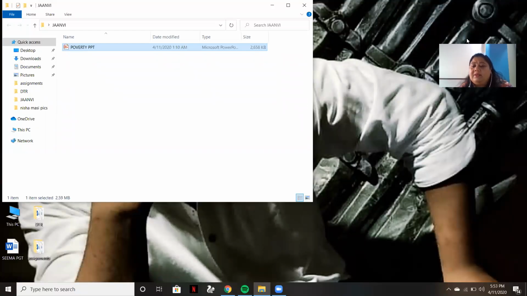So in today's lecture we have seen what is poverty, what is the poverty line, how poverty is categorized, then what are the causes of poverty, and what are the general measures for removing poverty. And the rest of the lecture we'll continue in the next class.